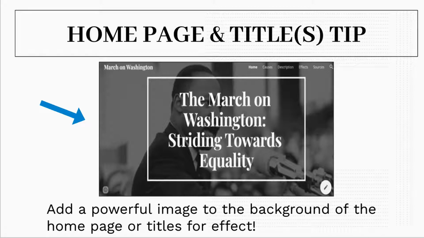One tip I'd like to start with is when you're looking at the home page, it can be a nice idea to add a powerful image to the background of that home page to grab our attention and highlight an important aspect of your topic. For example, for the March on Washington, Martin Luther King's speech, "I Have a Dream," was a pinnacle moment, and so that's been used as a background. You can also use it against other titles if you like.